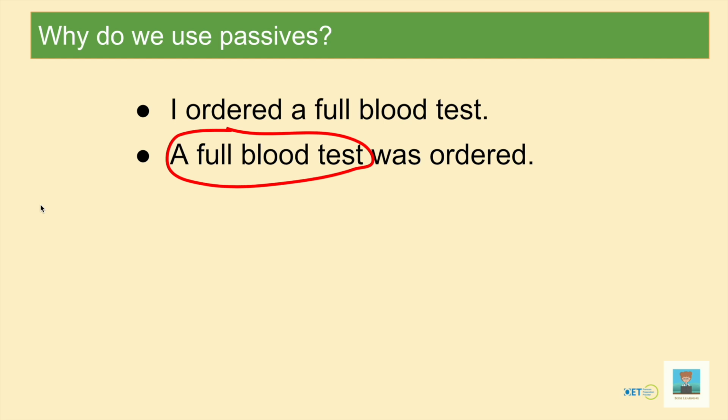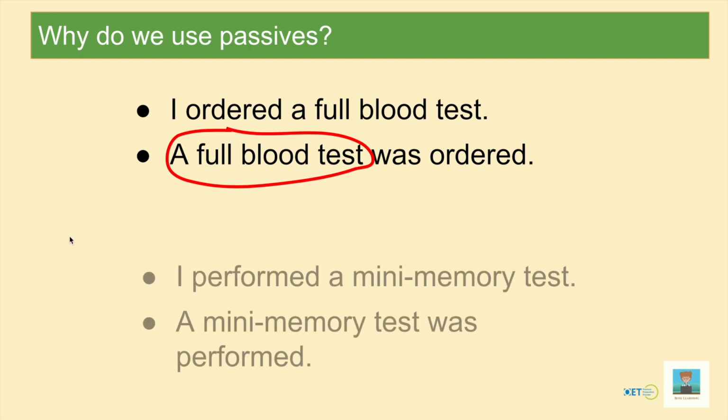Now sometimes maybe it does matter who performed the test or who ordered the procedure. For example, I performed a mini memory test. A mini memory test was performed. Maybe it's important for the reader to know that I did it and not a specialist. So it's perfectly fine to use the active voice depending on the situation. If it's significant to know who did something, then keep it in the active. If it's not important, then put the test at the front and put it in the passive.